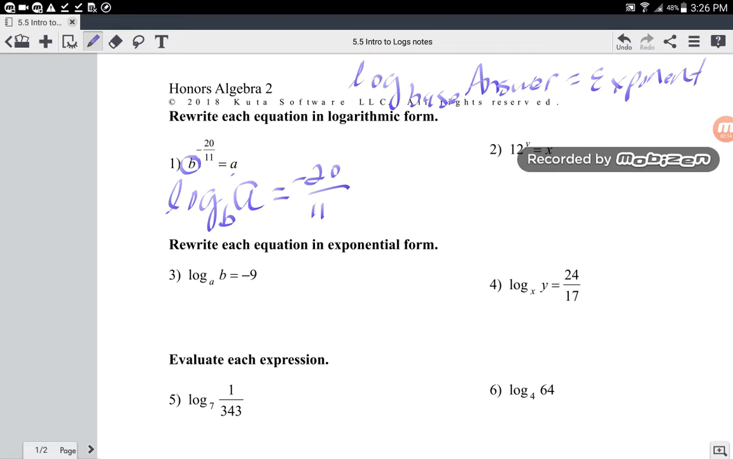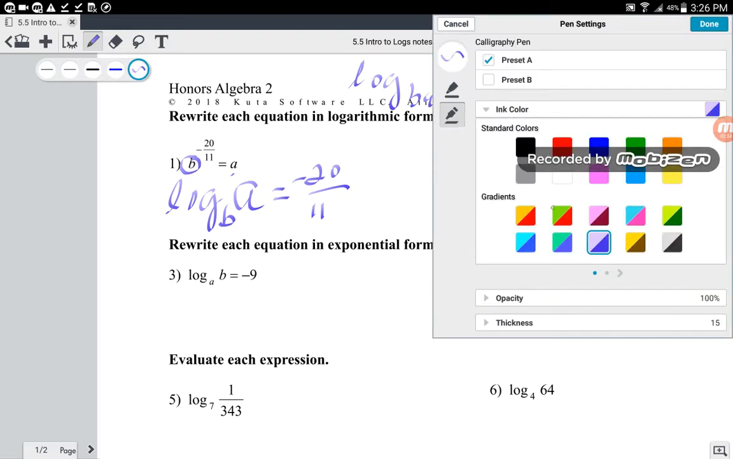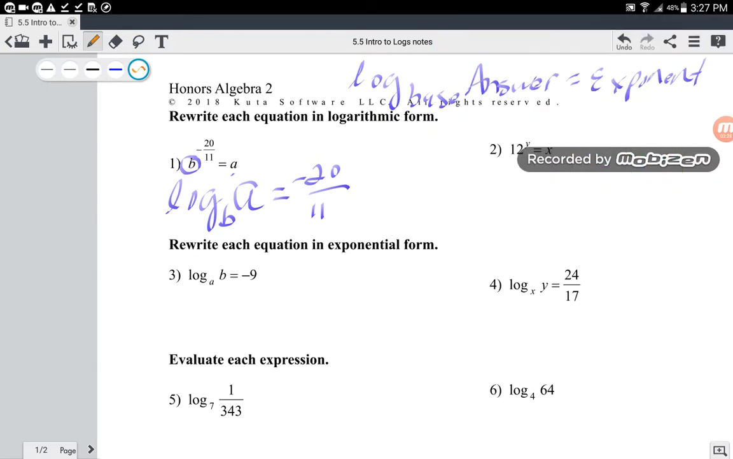So for number 2, rewrite that as a log. Write that as a logarithm. All right, I'm going to go ahead and do it. I have log base 12 answer x equals exponent y.